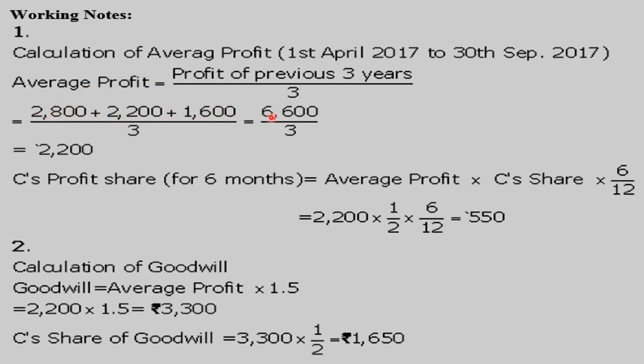So total profit 6600 divided by 3 years, so the average profit came to 2200. Now as per the notice given here, C is going to retire on 30 September. So as per the agreement, that retiring partner C should get a share of profit from April to September. So April to September is 6 months.